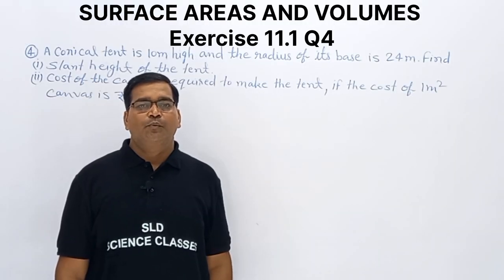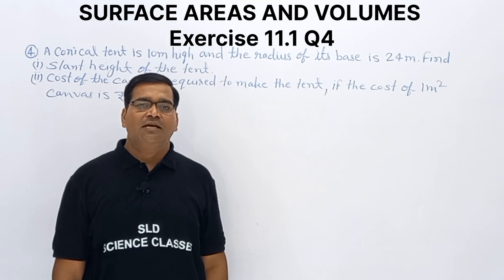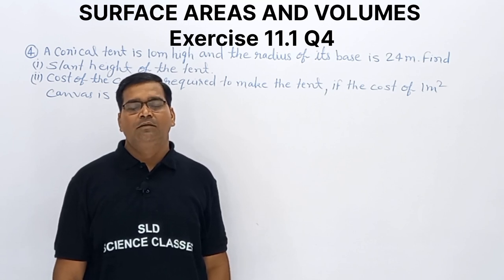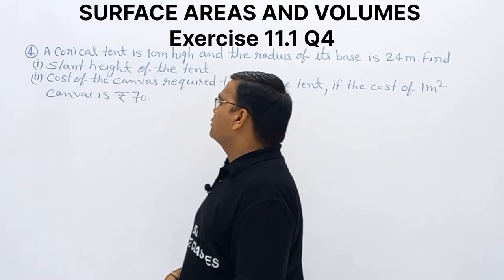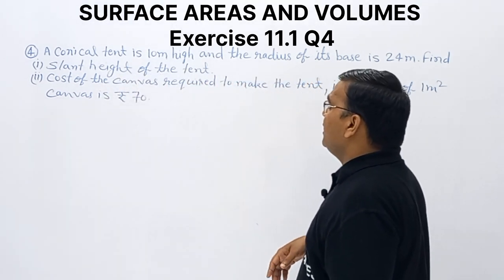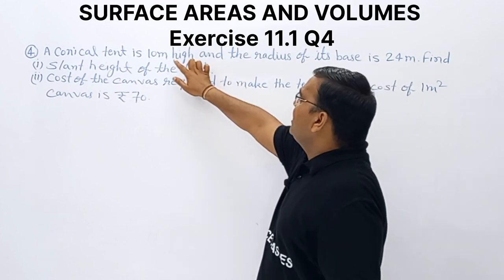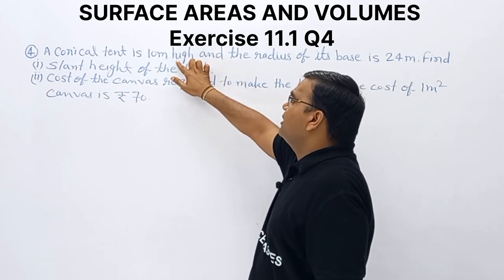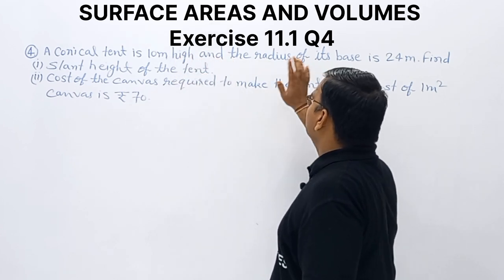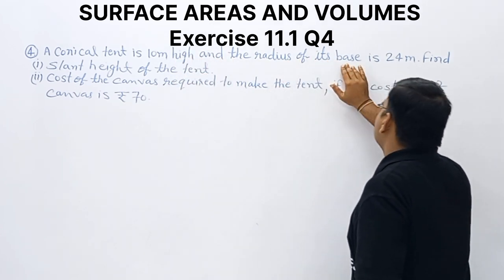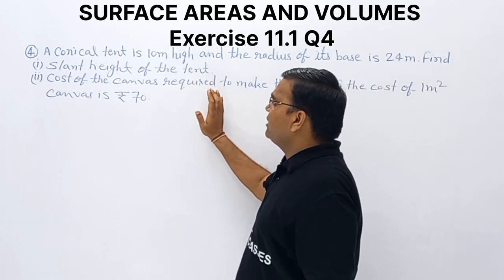In this class, we are going to discuss question number 4, exercise 11.1, surface area and volume. So what about this question? A conical tent is 10 meter height. The radius of its base is 24 meter. Find the slant height of the tent.